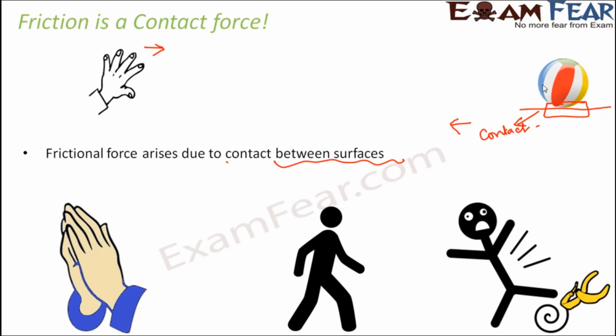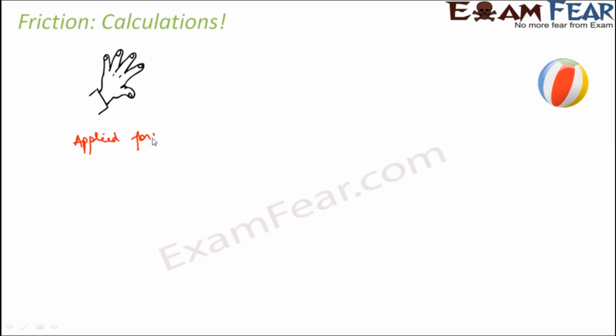So frictional force exists due to contact between surfaces, and therefore it is a contact force. Let us look at a simple example which will tell you how exactly frictional force is associated with applied force. Let us suppose we apply a force on this ball so that the ball starts to move. Let us say that the applied force, the force which we apply, is denoted by capital F, and let us suppose that we have applied a force of 10 newtons. These are just examples, okay?